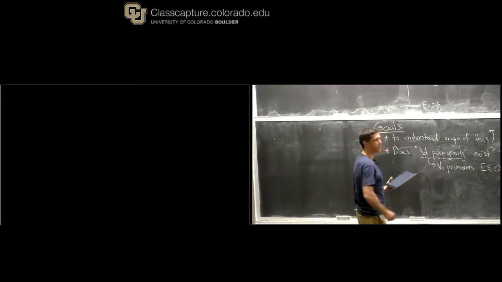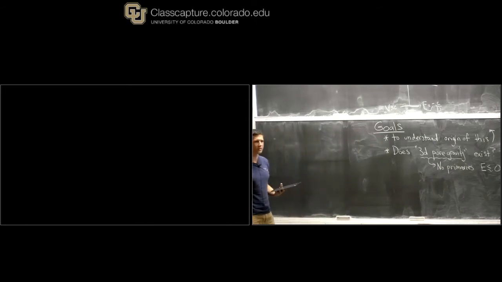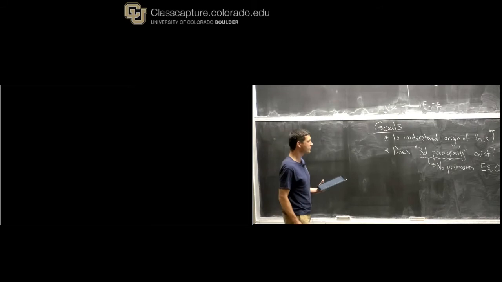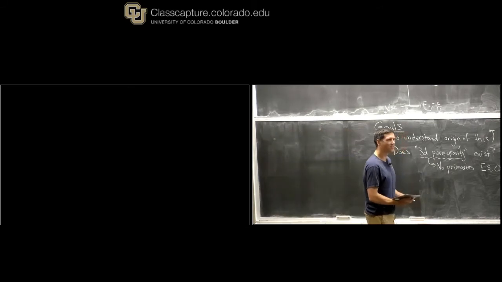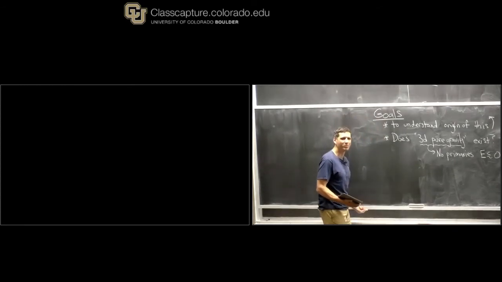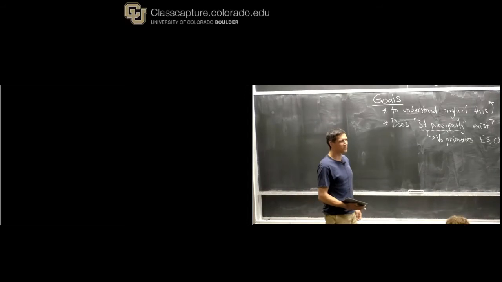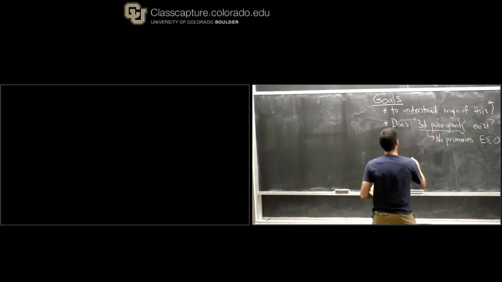We don't know the answer to this question. So the literature has sort of gone back and forth about this. There have been proposals for 3D pure gravity. There have been arguments that it can't possibly exist. There have been loopholes found in those arguments. There have been loopholes found in the loopholes. So this has been a fun story. But the answer is still unknown.